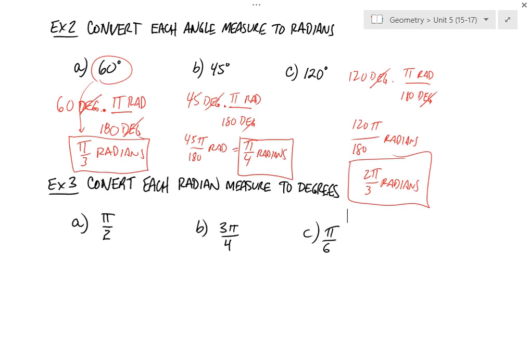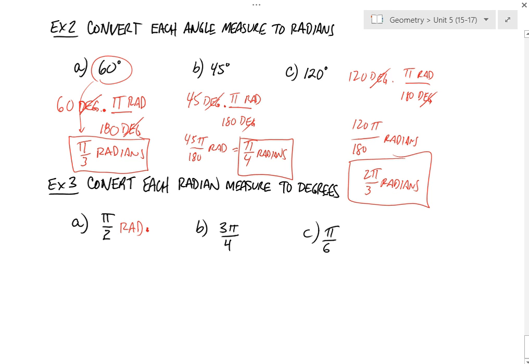Okay, now we're going to convert the other direction. These, even though they don't have units that are given, it says in the directions that they are radian measures, and also anytime we see a pi and an angle measure, that's a hint that those are radian measures. So the unit radian is not always written in the problem. When we see a measure in terms of pi, we think of it in terms of radians. Okay, so I'm going to go ahead and add on the units there. This is pi over 2 radians.